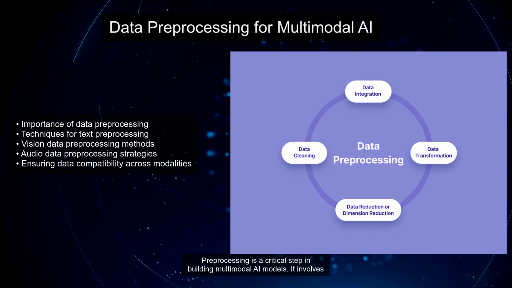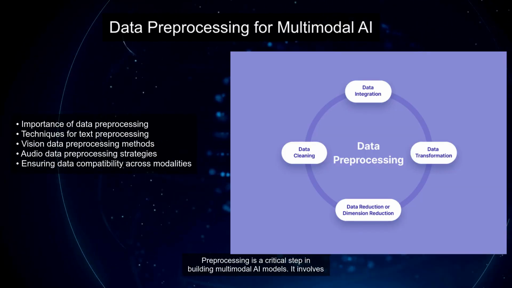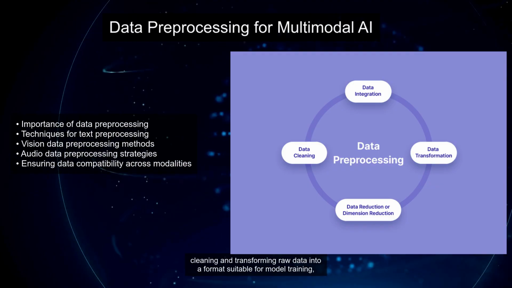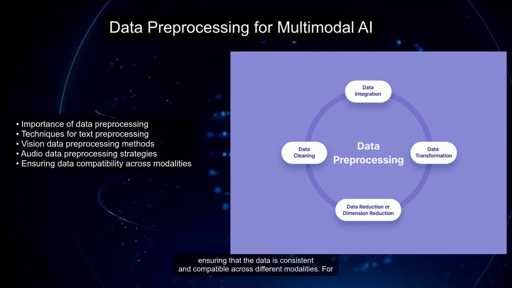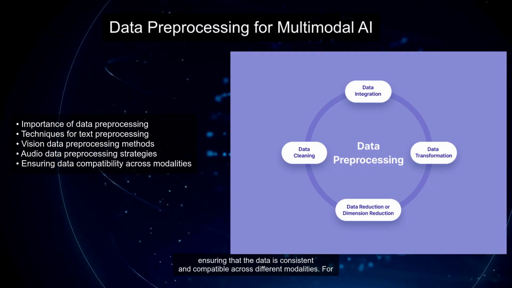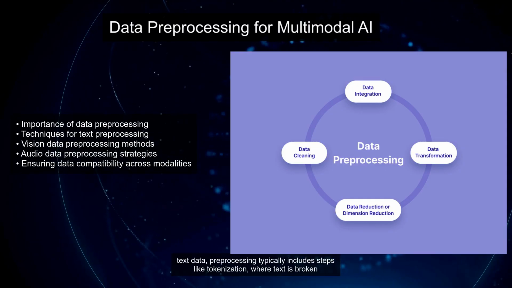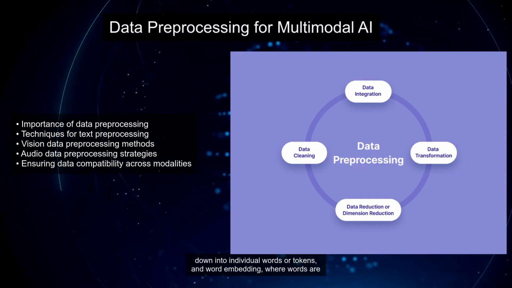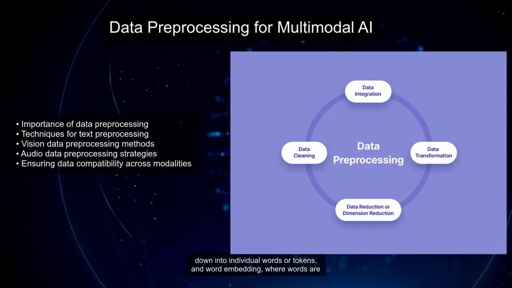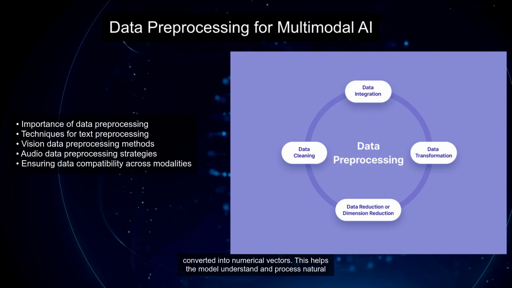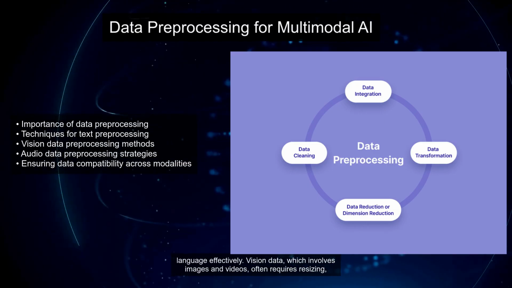Preprocessing is a critical step in building multimodal AI models. It involves cleaning and transforming raw data into a format suitable for model training, ensuring that the data is consistent and compatible across different modalities. For text data, preprocessing typically includes steps like tokenization, where text is broken down into individual words or tokens, and word embedding, where words are converted into numerical vectors. This helps the model understand and process natural language effectively.